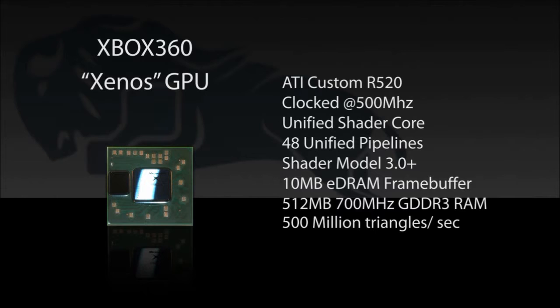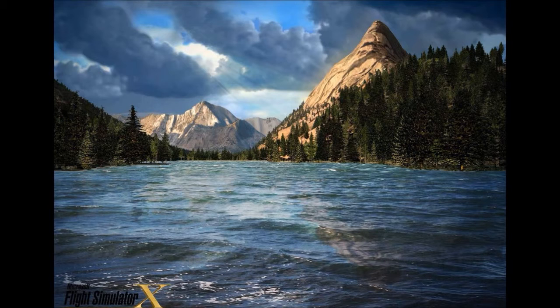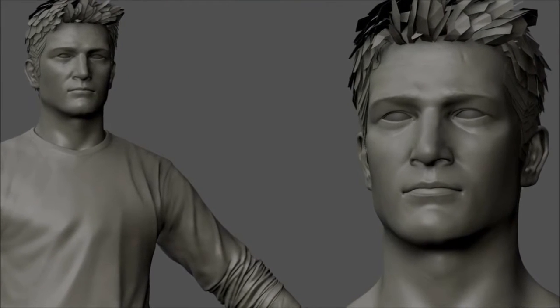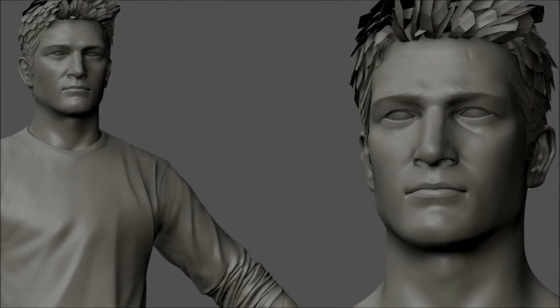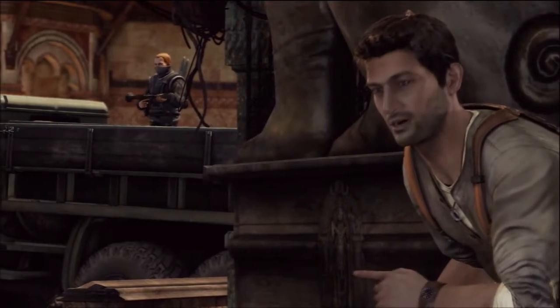The core is clocked at 500 MHz, and the chip has 48 shader pipelines with a unified shader architecture. Shader architecture is very important when it comes to GPUs. To simply explain what shaders are, well, shaders are computer programs that determine the final look of what you see on the screen. Shaders take rendered 3D objects made out of polygons and make them look more realistic. So shaders turn something looking like this into this.